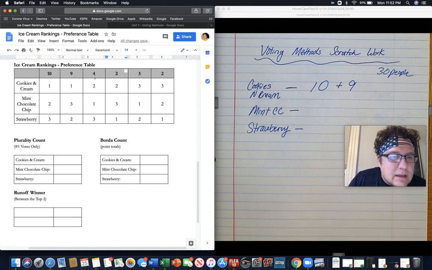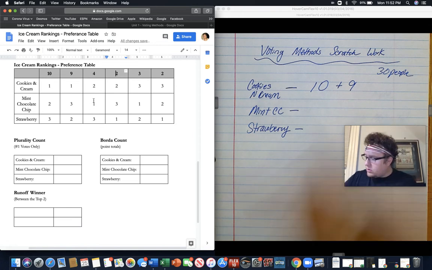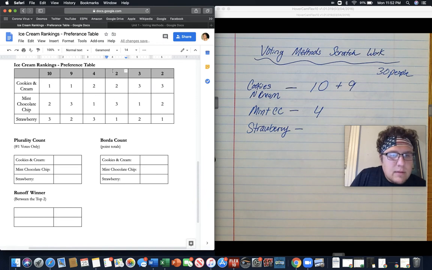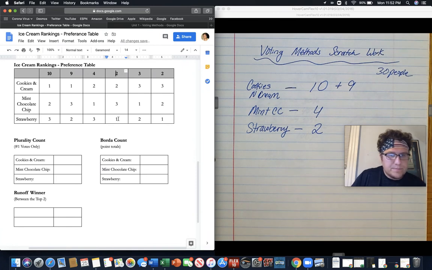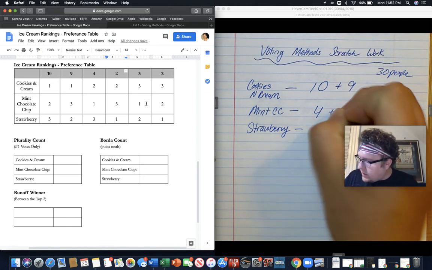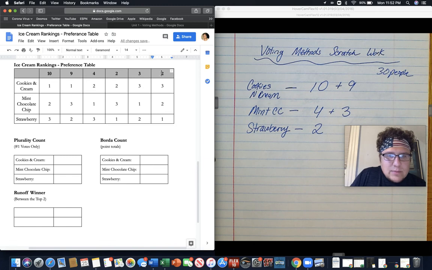These 4 people liked mint chocolate chip, so we're going to give 4 to them. These 2 people, their second choice was cookies and cream, their third choice was mint chocolate chip, and their first choice was strawberry. So strawberry's getting 2 there. We go over to these 3 individuals. Their top choice was mint chocolate chip, so we're going to give 3 to mint chocolate chip. And last but not least, this column of people who went strawberry, mint chocolate chip, cookies and cream. There's a number 1 vote for strawberry, and 2 people for strawberry more.